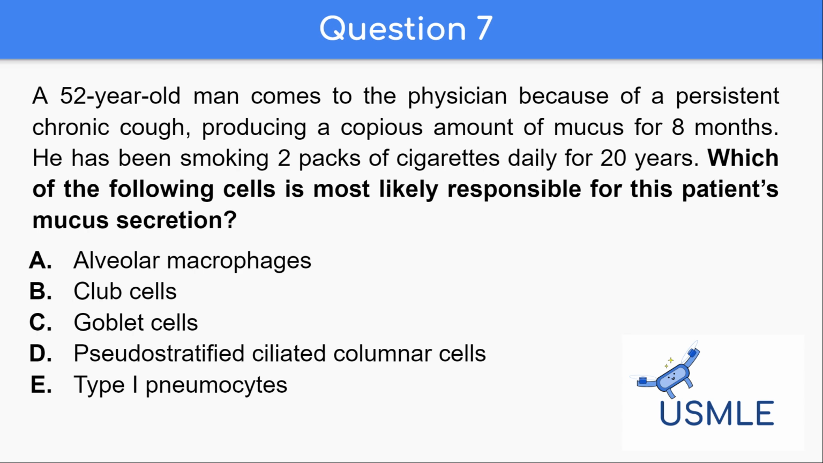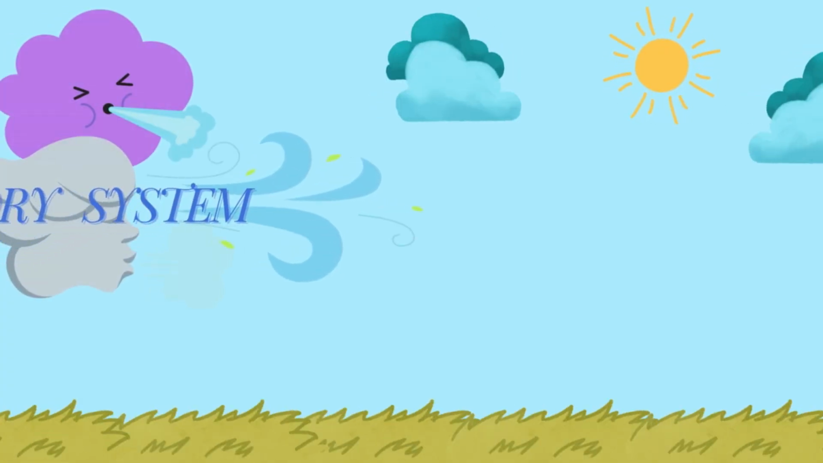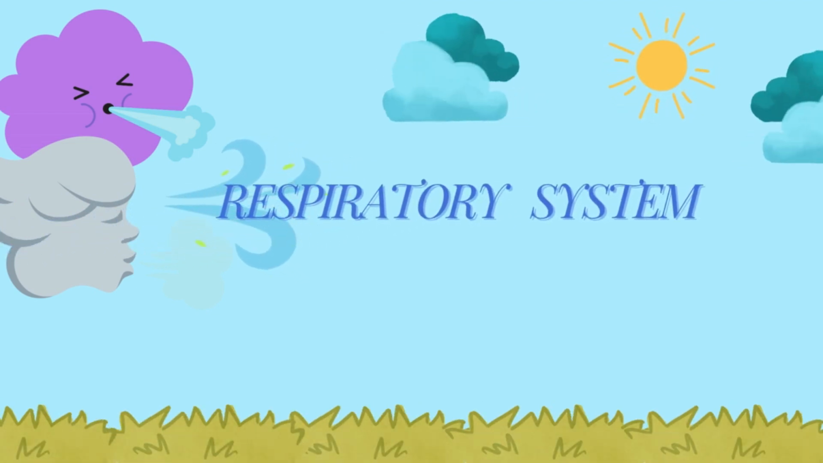A. Alveolar macrophages, B. club cells, C. goblet cells, D. pseudostratified ciliated columnar cells, E. type 1 pneumocytes. We will be covering histology and gross anatomy.